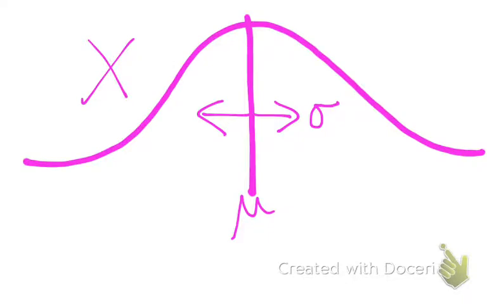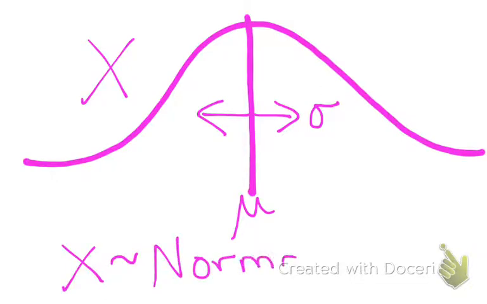And I'm going to call this distribution X. Okay, so this can represent any data that we have. And I'm going to write that as X is approximately normal, and then in brackets I'm going to put the two parameters, the mean and standard deviation. These are called the parameters, which if I know these two things, I can figure out anything else about the distribution.